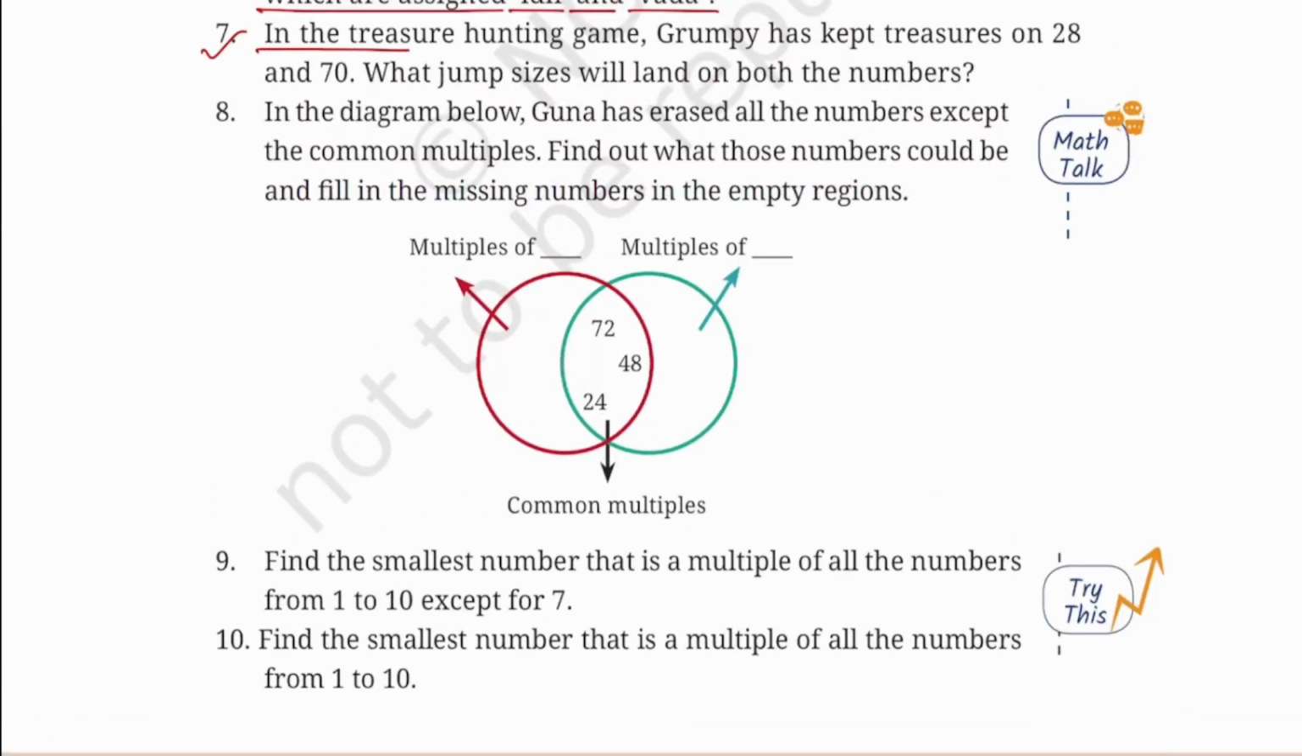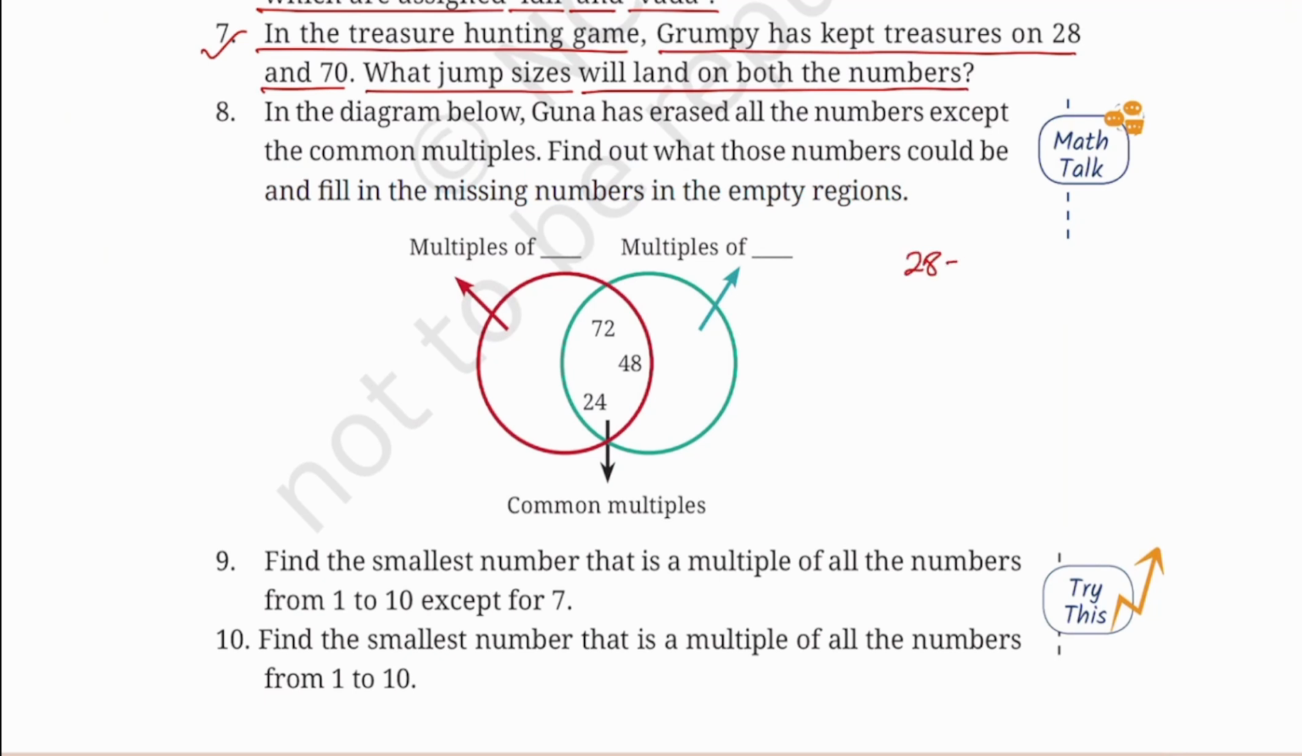7. In the treasure hunting game, Grumpy has kept treasures on 28 and 70. What jump sizes will land on both the numbers? Let's check it out.